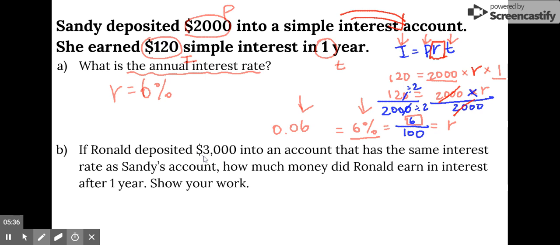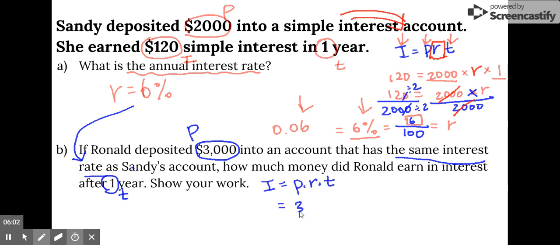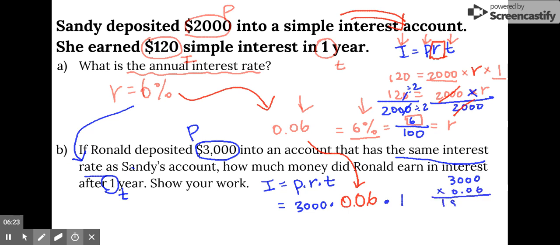So now Ronald deposits $3,000. So now you have a new principal and the same interest rate, which is 6%, right? You can use this number. How much money did Ronald earn in interest after 1 year? 1 year, what is it? T. So now we're looking for the interest, which is I equals PRT. What's the principal? 3,000. What's the rate? 0.06, not 6 itself. You have to change it to decimal and plug in. Times 1. So now let's multiply 3,000 times 0.06, and it's going to be 18,000. And how many times do you move the decimal? Twice to the left. So it's going to be $180. So the interest is going to be $180.